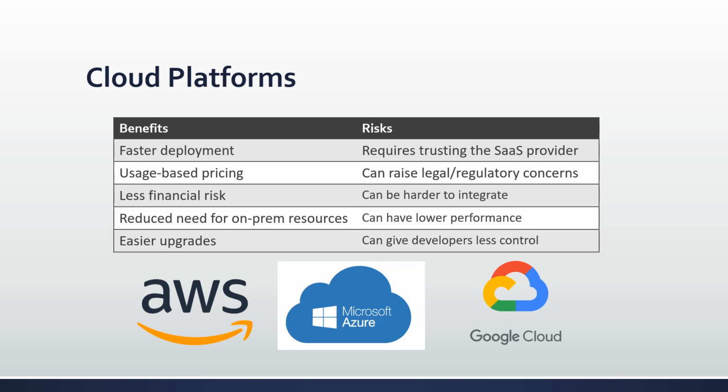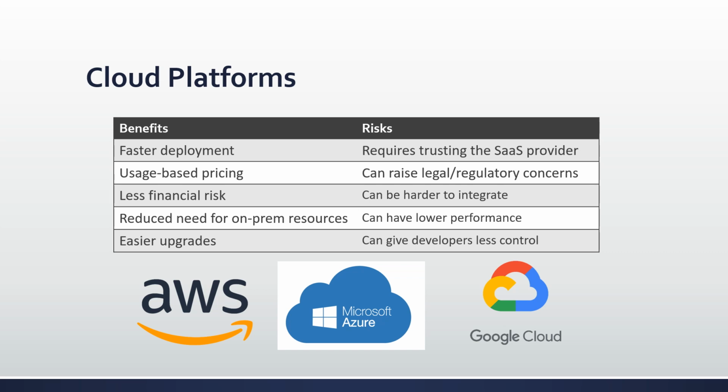Also, the global scale that the cloud platform performs at is huge, as their data centers are much larger than a traditional hosting server, and this allows organizations to keep costs low. So just like software as a service, there are benefits and risks of cloud platforms. The benefits, just like software as a service: faster deployment.